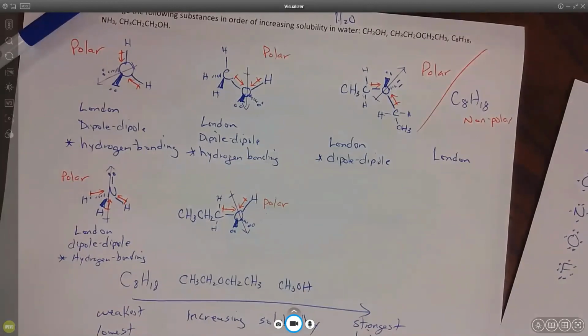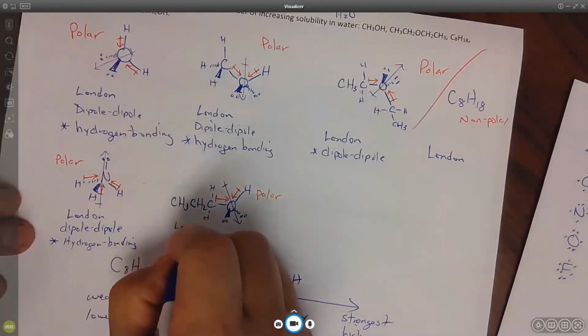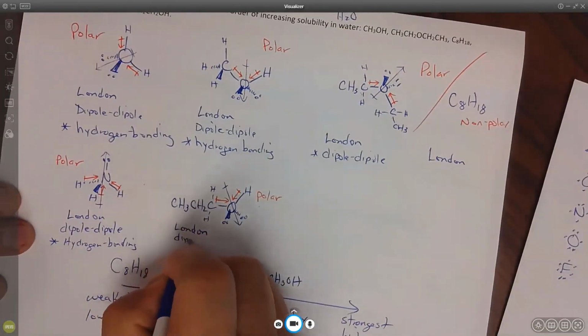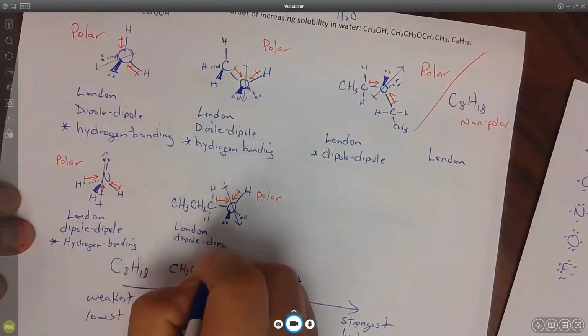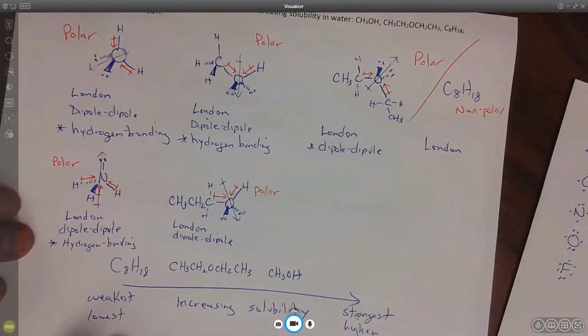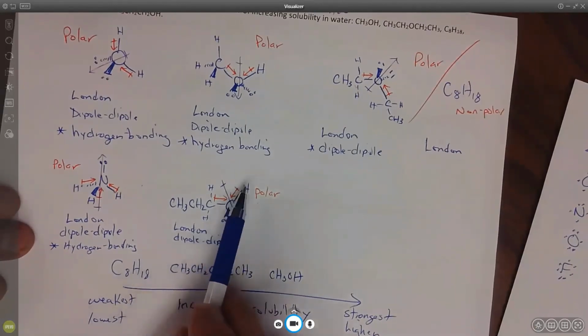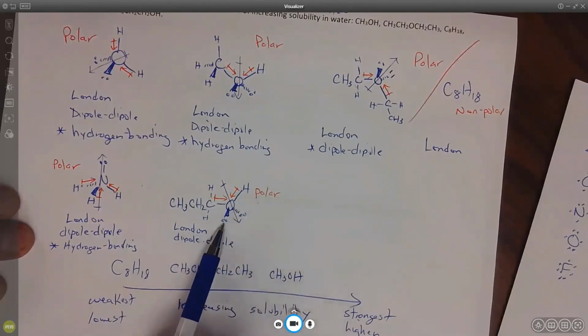London forces. Dipole-dipole, because it's polar. And would it also be hydrogen bonding, because of the oxygen with the hydrogen directly? One more thing, the lone pairs on the electronegative oxygen. Yes. Absolutely.